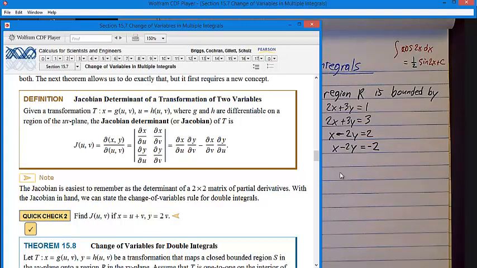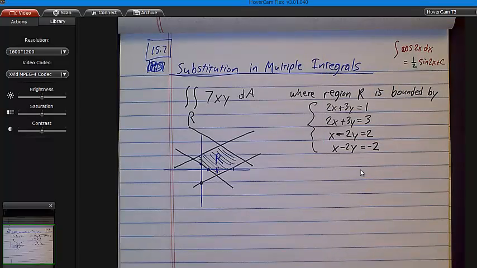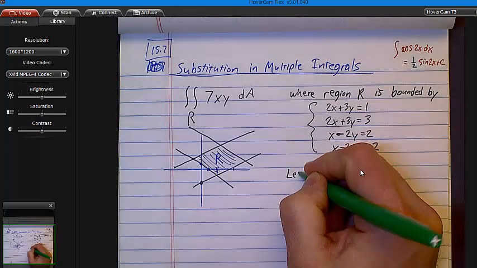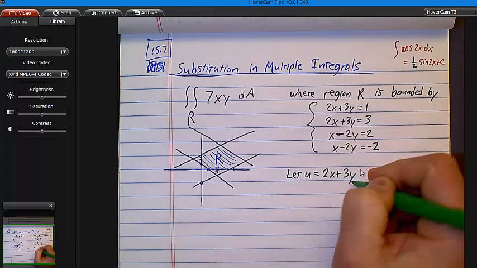This doesn't do much unless I'm doing an example. You'll notice I'm in the middle of one. Okay, so let's do it. Here we go. I'm going to make a substitution, and the substitution should make sense to you. I'm going to let u equal 2x plus 3y.